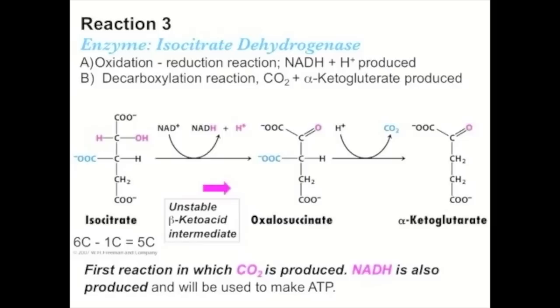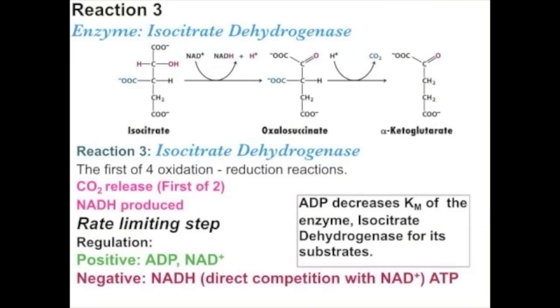And so this is the first reaction in which carbon dioxide is produced and in which NADH is also produced. This NADH is a reducing equivalent that will be used to make ATP. This enzyme catalyzes the rate-limiting step and is regulated in a positive manner by ADP and NAD+, which indicate a low energy charge in the cell.